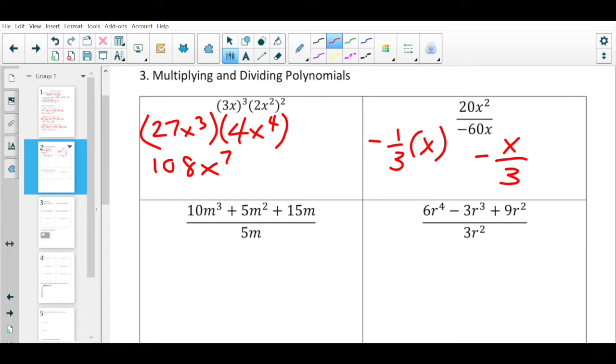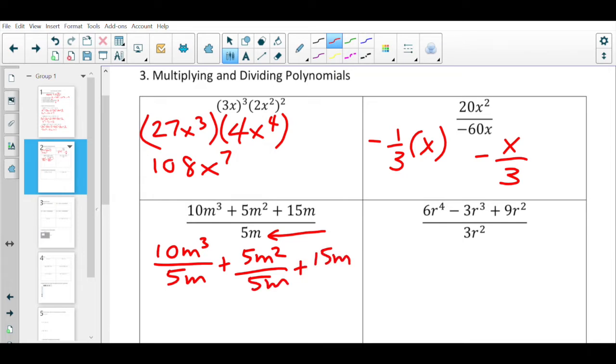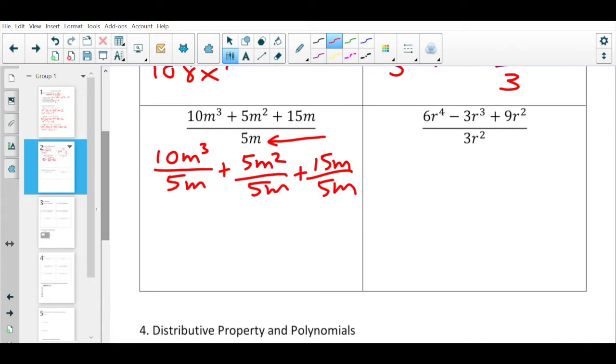Here we have 10m cubed plus 5m squared plus 15m over 5m. We need to break up this fraction into component parts. And remember, we have a common denominator of 5m. So using your rules of fractions, we can break this up into 10m cubed over 5m plus 5m squared over 5m plus 15m over 5m. And let's divide out the common terms here.